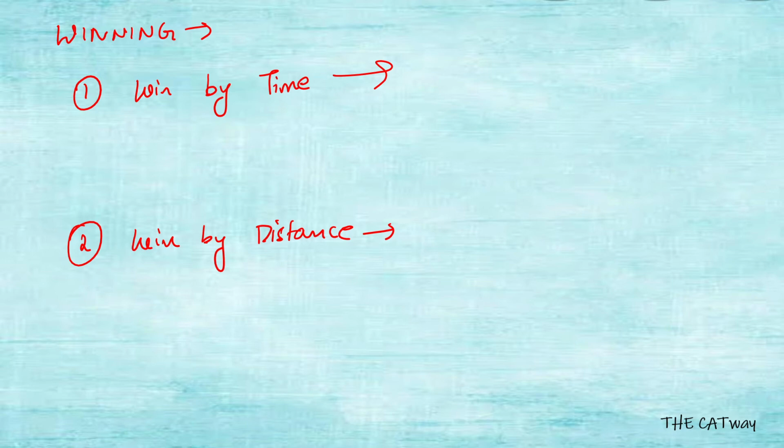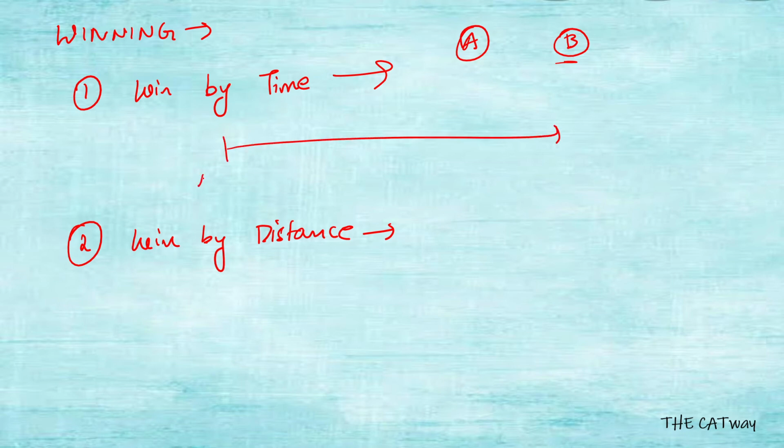If we talk about winning by a certain amount of time, what does this actually mean? It is the time difference between the person who completed the race first and the person who came second. That means when the second one crossed the finish line, at that point, what is the difference between the time taken. Okay, so let's take an example for this too.